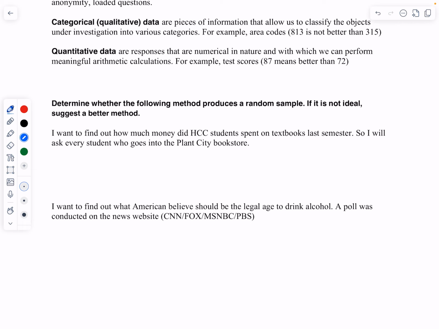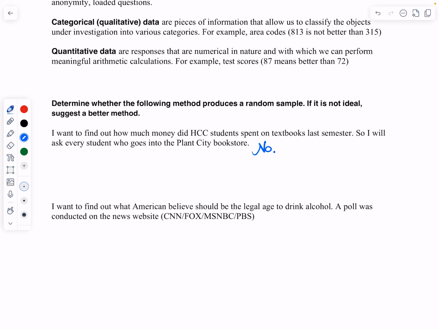Okay, so it says determine whether the following method produces a random sample. If it is not ideal, suggest a better method. So the first one says, I want to find out how much money HCC students spent on textbooks last semester, so I will ask every student who goes into the Plant City bookstore. Is this a random sample? And the answer is no, it is not.